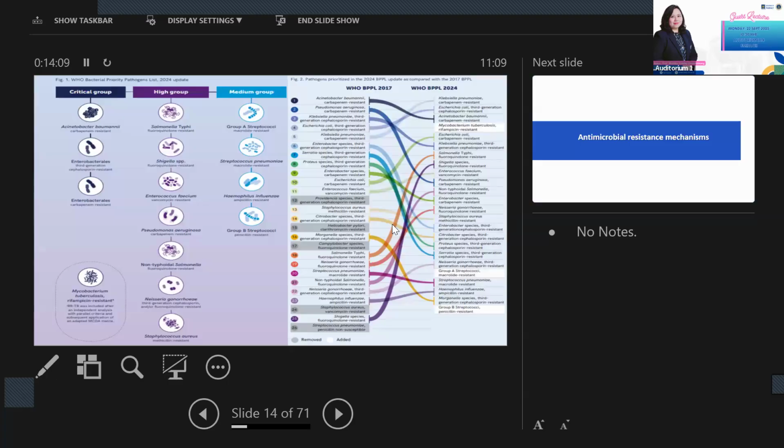Here's the list that I talked about. Actually, WHO first classified it in 2017 and just updated the list last year. The updated list depends on the population or the cases in each region of the world. So they changed it and kept only two critical here: Acinetobacter baumannii carbapenem resistant, and Enterobacterales third generation cephalosporin resistant and carbapenem resistant. So these are just three of them.